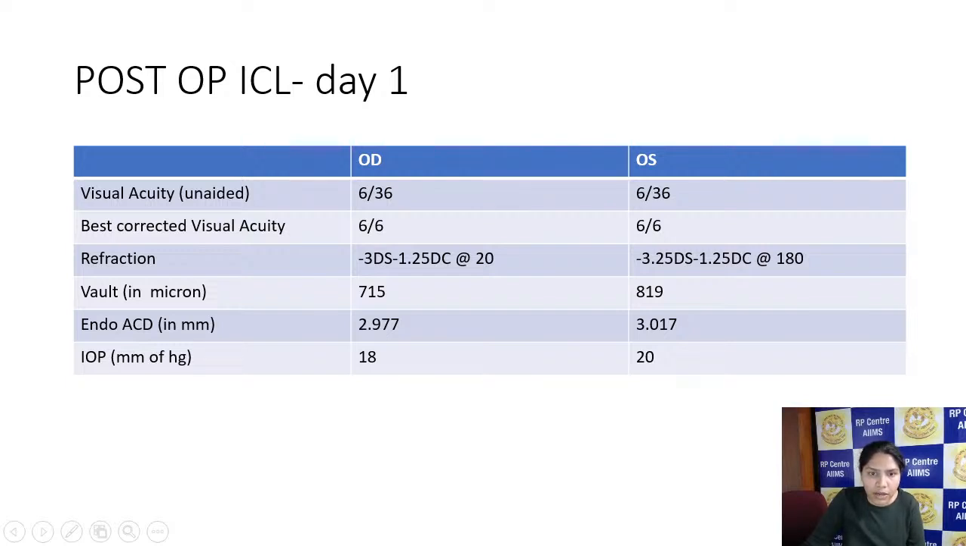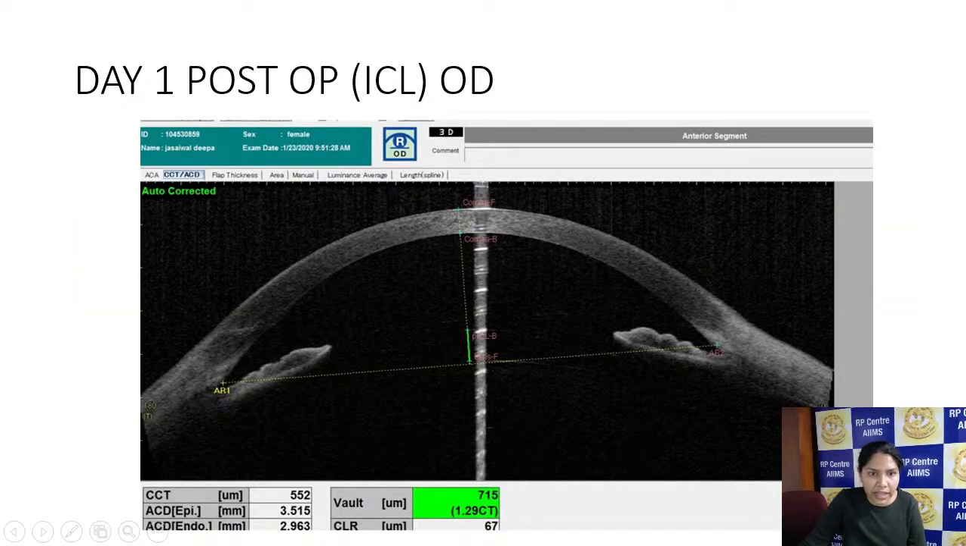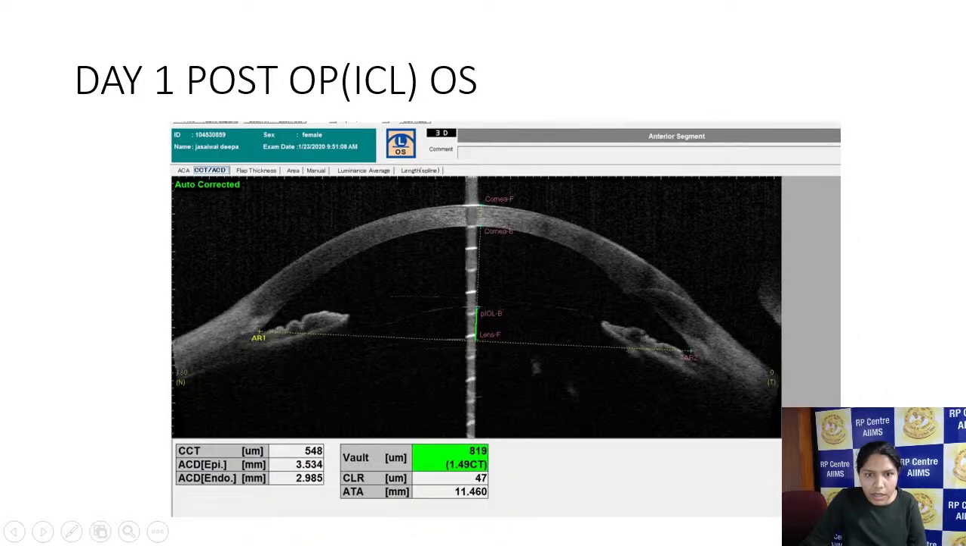The vault was 715 microns in the right eye and 819 in the left eye. The endo-ACD was 2.977 in the right eye and 3.017 in the left eye. The IOP was 18 and 20 in the right eye and left eye respectively. So this was the ASOCT on day 1 post-op. So vault was showing 715. So this is the distance between the posterior surface of the ICL and the anterior surface of the crystalline lens. And the vault in the left eye was 819.